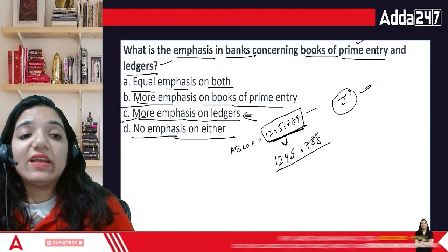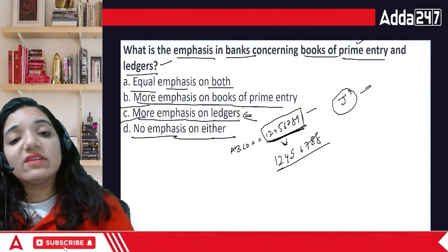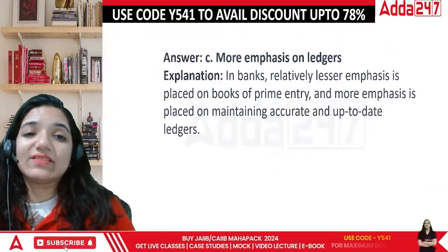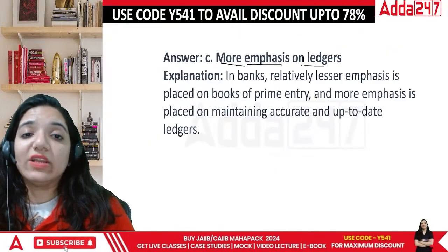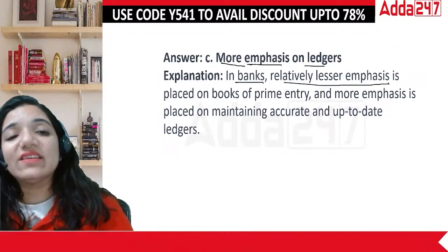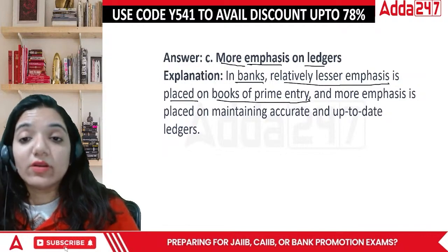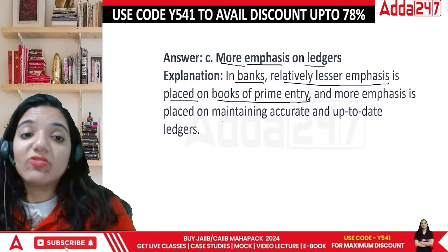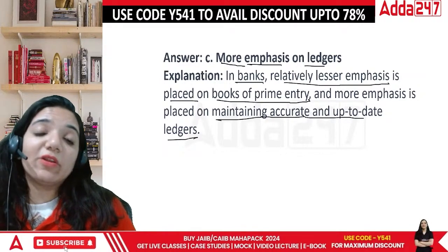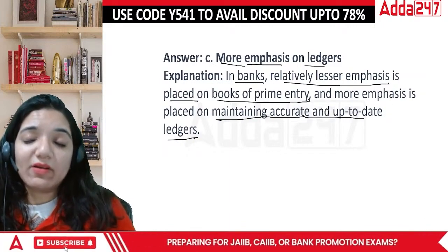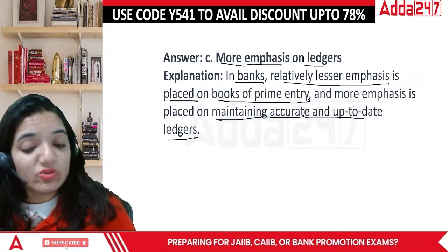If the specific ledgers are correct, then things are in a much better situation. So in this case, the right answer comes out to be more emphasis on ledgers. In banks, relatively lesser emphasis is placed on the books of primary entry. It is not that important. But in maintaining accurate ledgers, it's super important because people are going to check their accounts. I will check how much money is there in my bank account, how much money I'm taking out. It is super important.